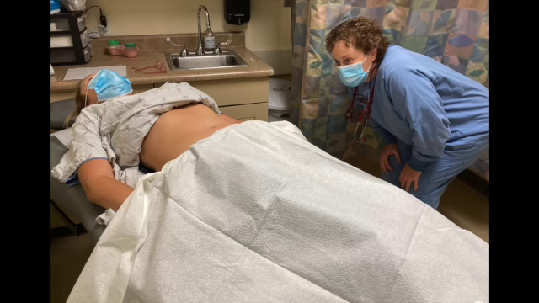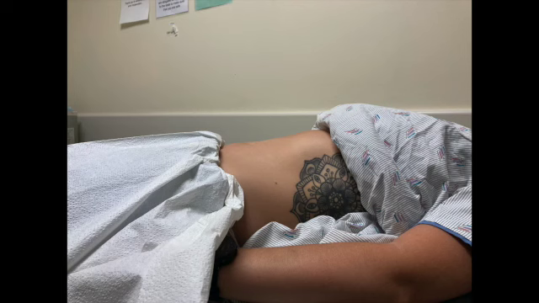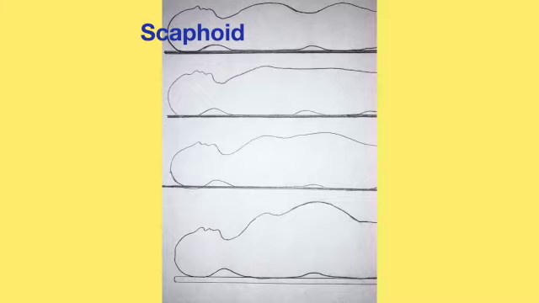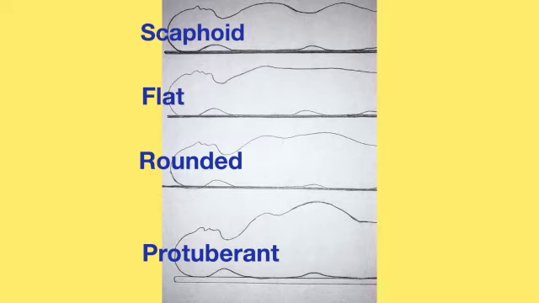We're also going to look for the contour of the abdomen. To assess the contour, you need to crouch down beside the patient and look across their abdomen, perpendicular to their body. These are the 4 categories of contour that we use: scaphoid, flat, rounded, or protuberant. We want to look from the foot of the bed to see if that abdomen is symmetrical. Is there something on the right that's much different than the left?